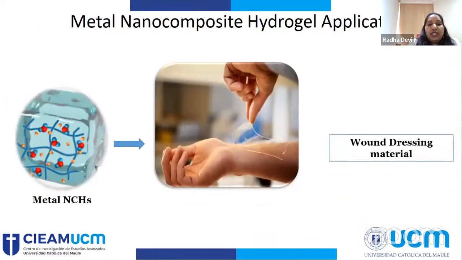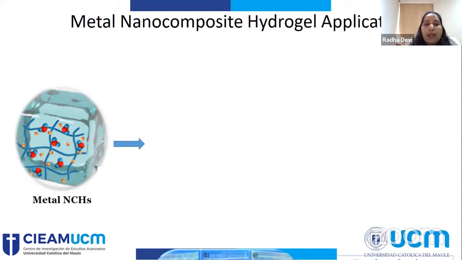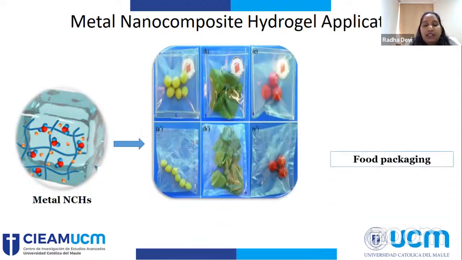And these metal nanocomposite hydrogels have various applications. As I mentioned earlier, they can be used as a wound dressing material. In another one, they can be used as a tissue engineering material, where they can be used as an injectable hydrogel for tissue engineering, either as scaffolds or for the treatment of bone cartilages. They also find application in the food packaging industry, where they are used mainly to preserve the food material, and mostly biodegradable polymers are used as hydrogels here.